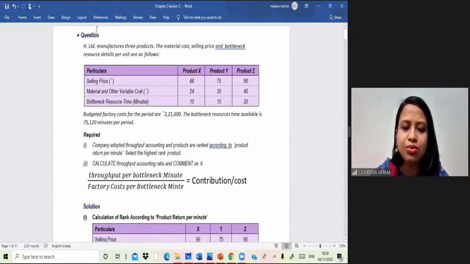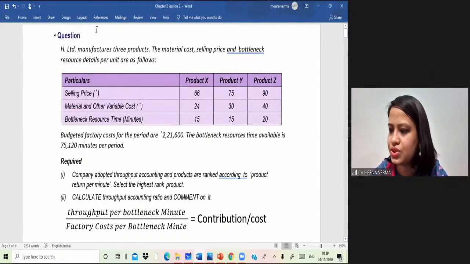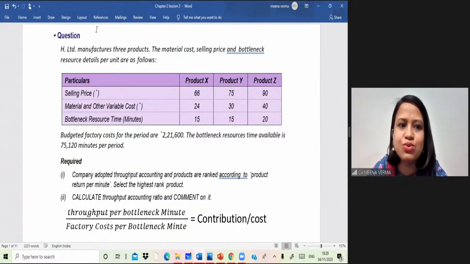I'm giving you time to read and do this question. Okay, read this question and do this question. Okay, you want me to discuss now? We are discussing now. Okay. Please read this question.